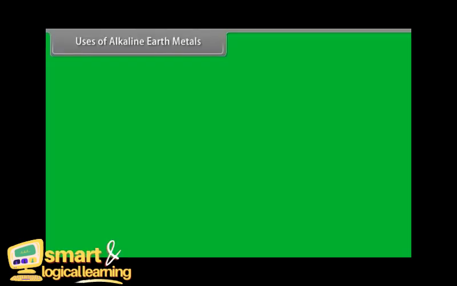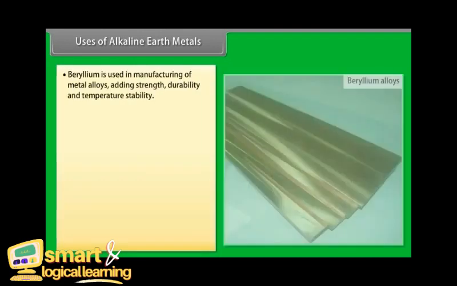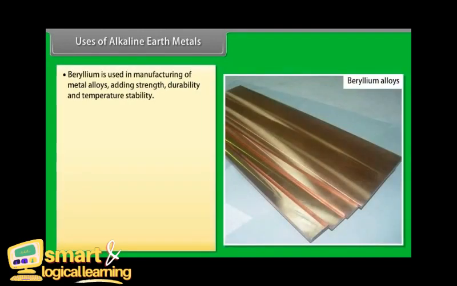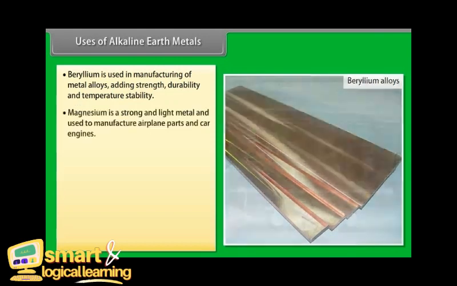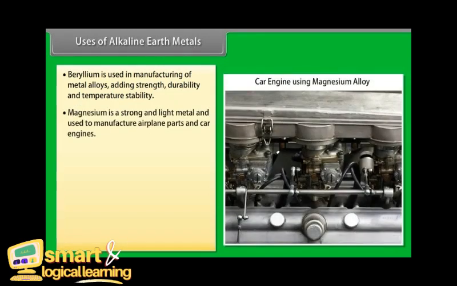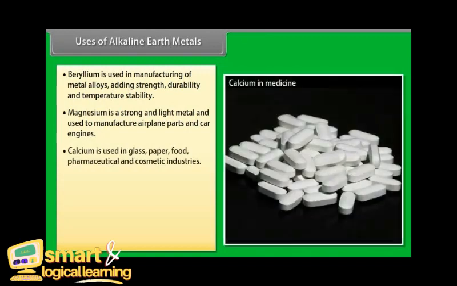Uses of alkaline earth metals. Beryllium is used in manufacturing of metal alloys, adding strength, durability, and temperature stability. Magnesium is a strong and light metal used to manufacture airplane parts and car engines. Calcium is used in glass, paper, food, pharmaceutical and cosmetic industries.